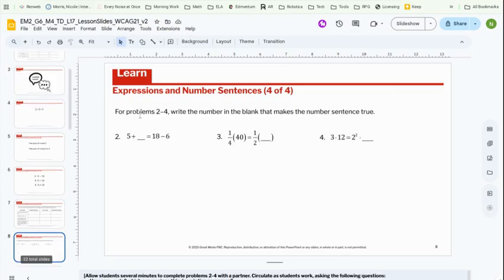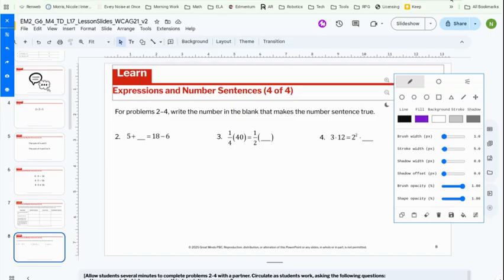Part 2 is actually finding an answer. Like they say, hey, how do we fill in the blank? Well, to make this true, what is 8 minus 6? That is 12. So 5 plus what equals 12? 7. Good job. Over here it says 1/4 of 40. So that's 40 divided by 4. That's 10. So 1/2 of what equals 10? A half of what equals 10? So you think through that and you're like, oh, a half of 20.